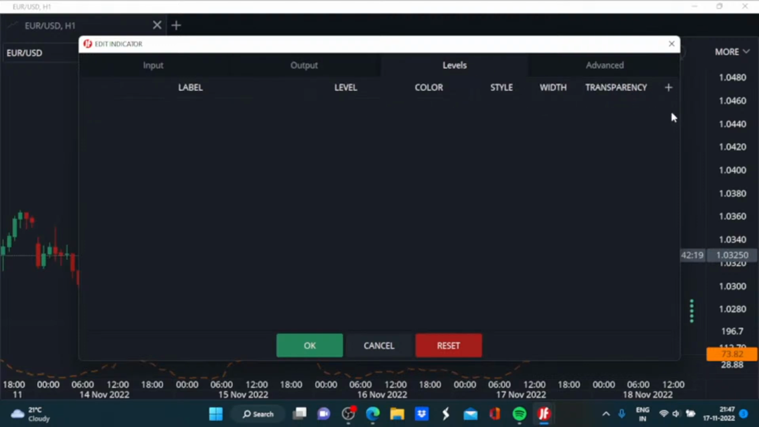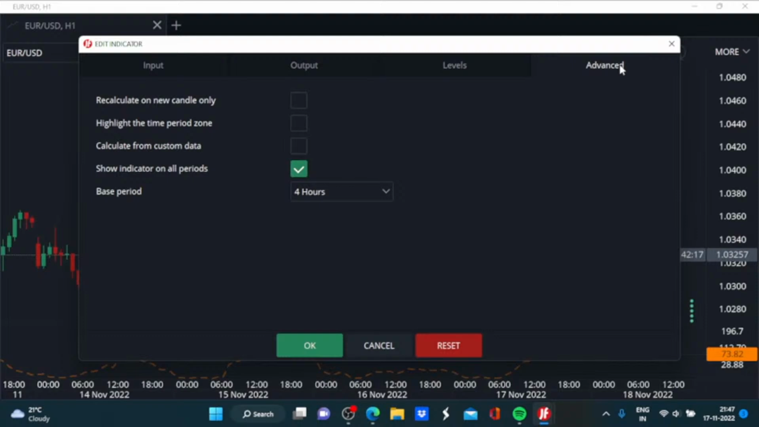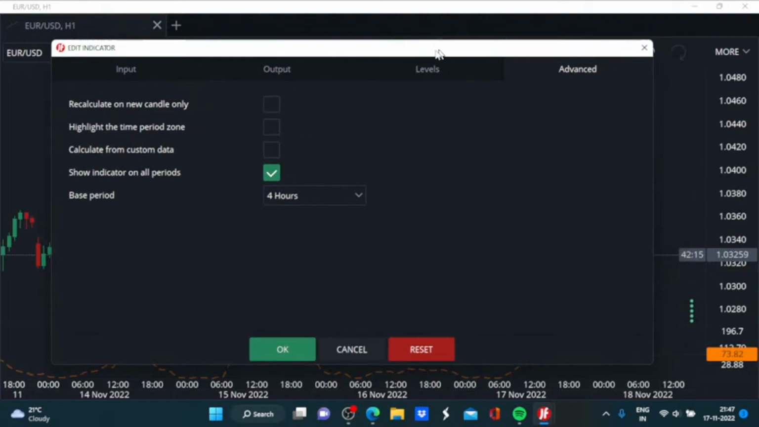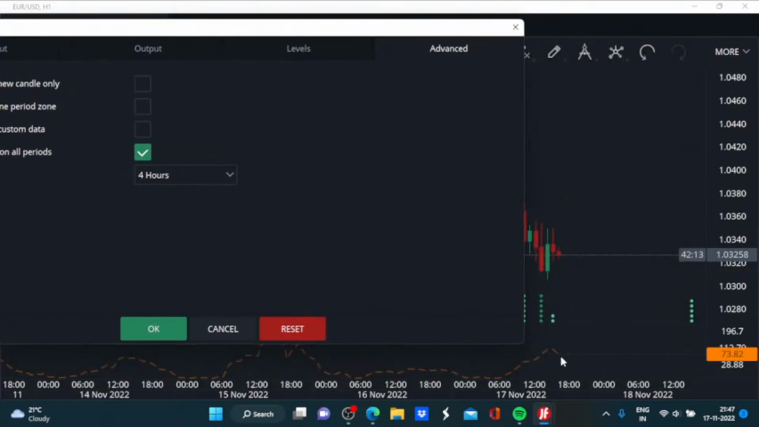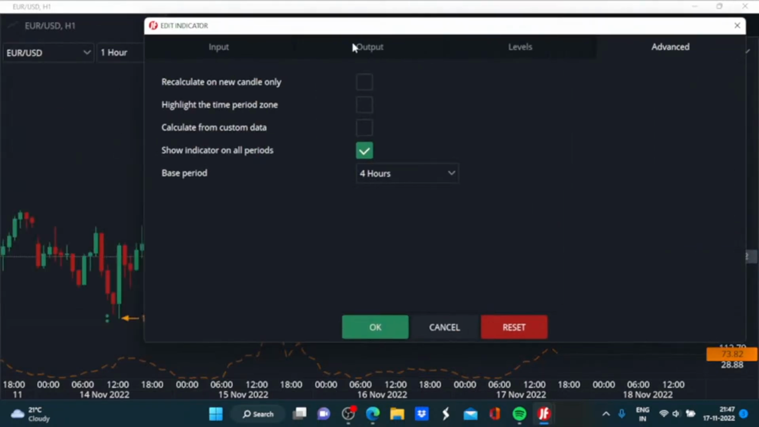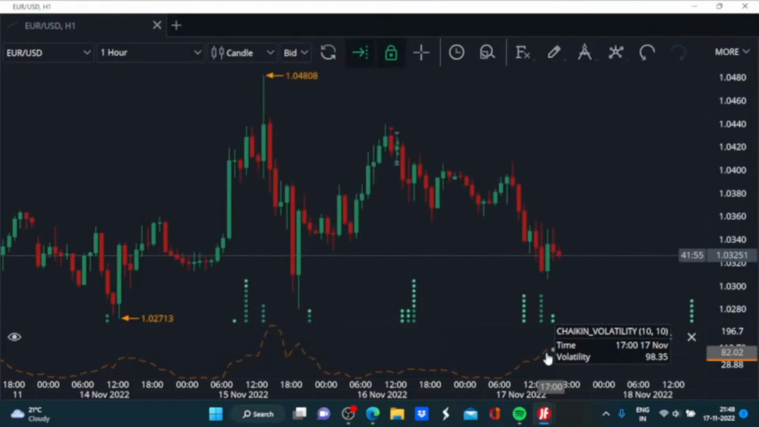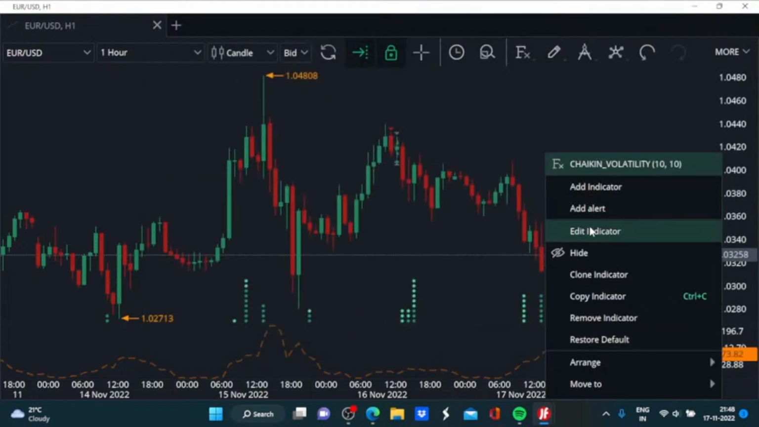Levels. Now I am going to remove it. Coming to the advanced editing option, if you want to make sure that this output value for the current candle period remains constant throughout the current candle, then you have to opt for this option, recalculate on new candle only. Else it will keep varying depending on the applied price. Highlight the time period zone, if you want the time period zone to be highlighted, you have to go for this option. So whatever is your calculation period, it will be highlighted.